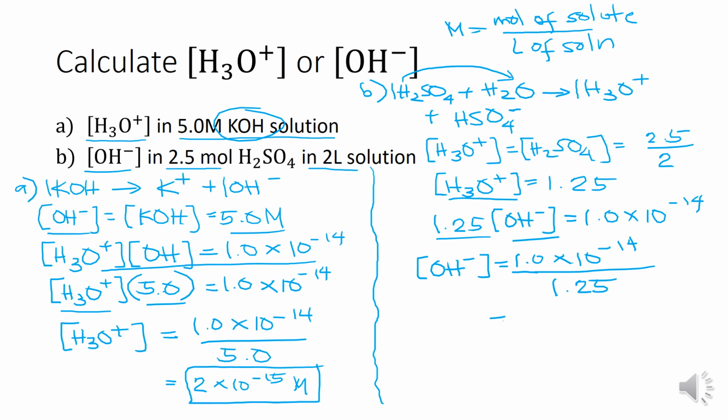Let's input that in the calculator. So we have 1 exponent negative 14 divided by 1.25. And the answer is 8 exponent negative 15.